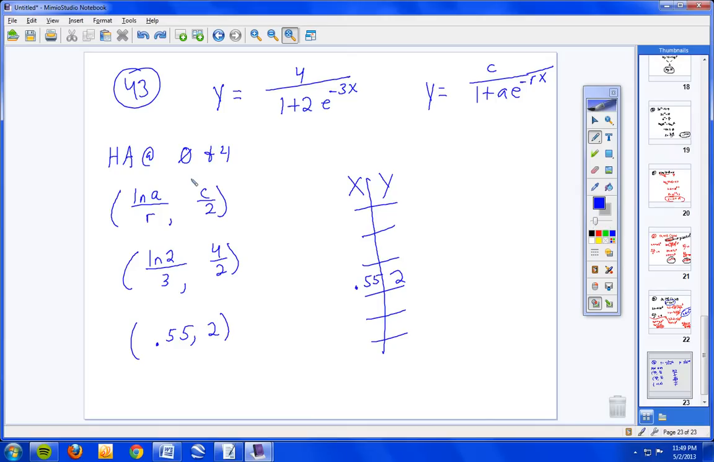Okay, hold on one second here, guys. I'm making sure I type this in correctly. 4 divided by... okay.